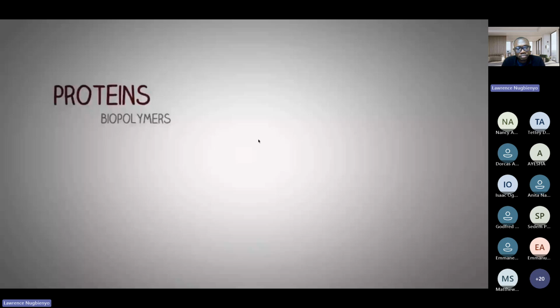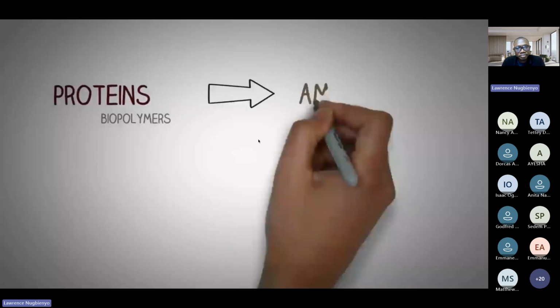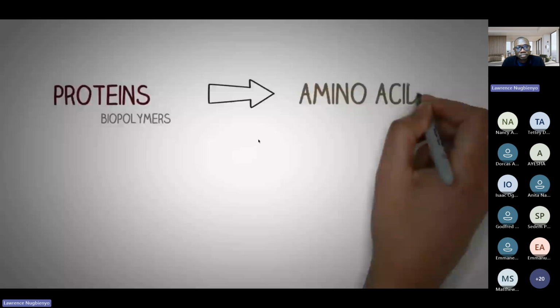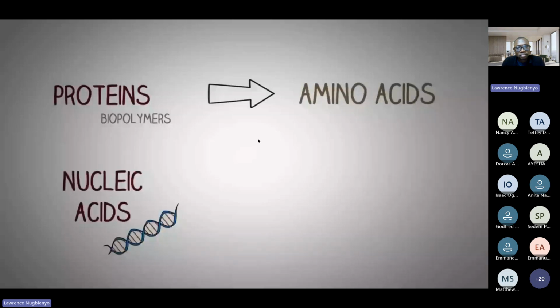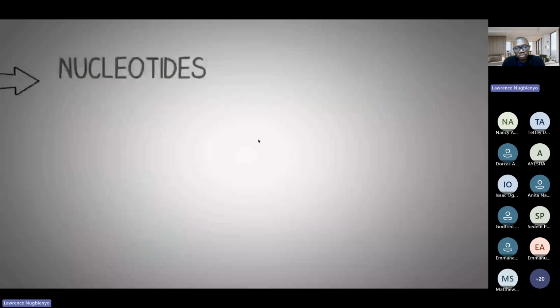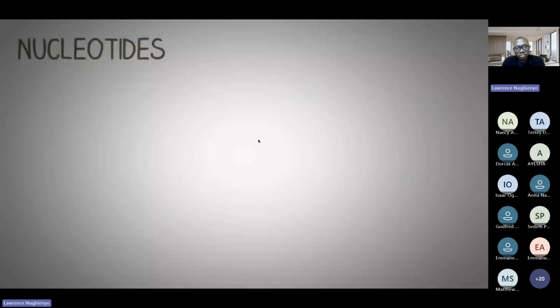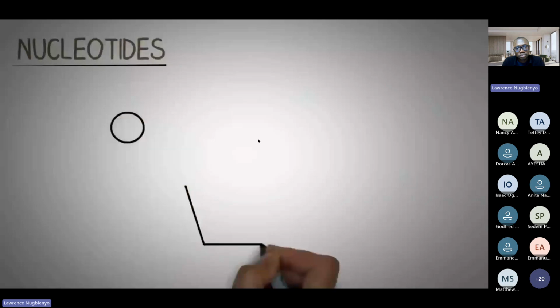Now take this example. We have many different types of biopolymers in our body. One of them are the proteins. And most of you know that the proteins are made up of repeated units called amino acids. Similarly, nucleic acids are also important biopolymers in our body, which are made up of repeated units, which are known as nucleotides. So the next important thing is to understand the basic structure of a nucleotide, which will help us to understand the structure of nucleic acids in detail.